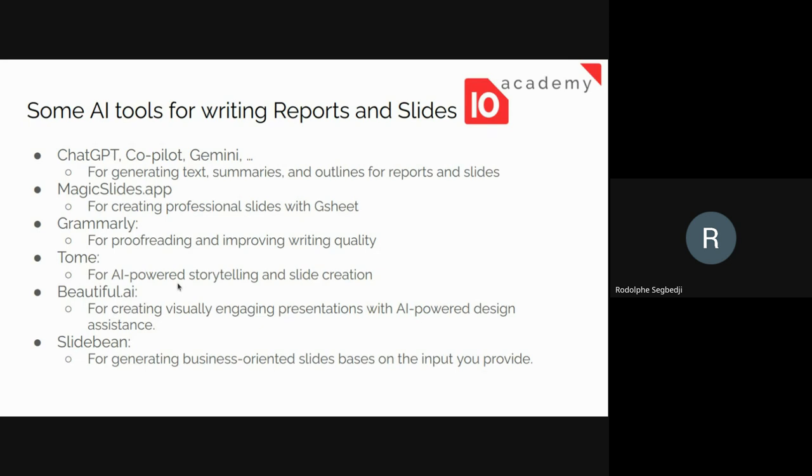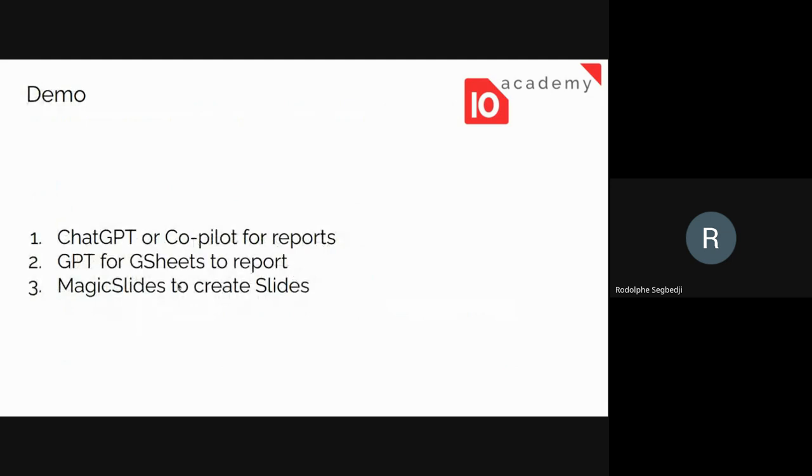As we know already some of the AI tools that we can use, let us do a quick demo. For the demo, we're going to try three things. We use ChatGPT or Copilot for reports or the content of a slide. After that, we'll try GPT for G-Sheet to report and Magic Slides to create slides. So before getting into the demo properly, let me ask you if you have any questions so far.